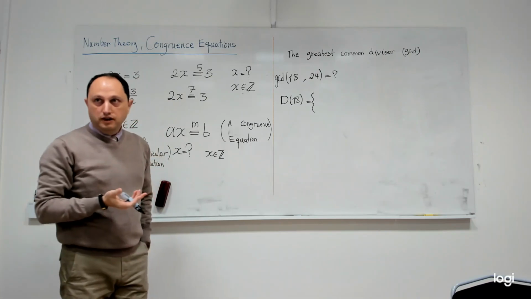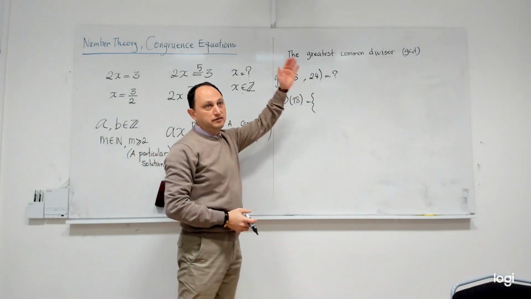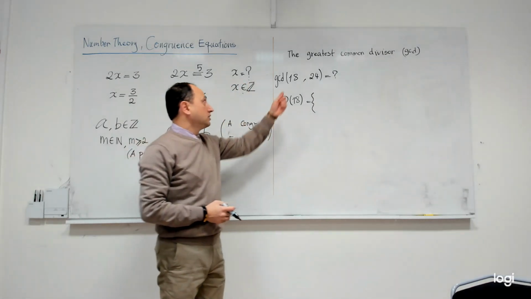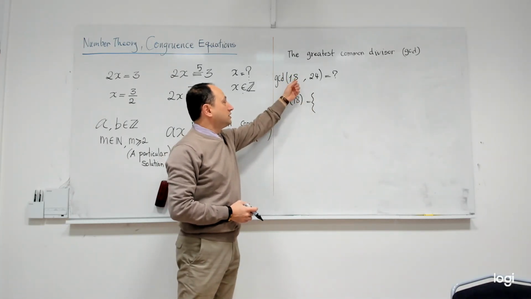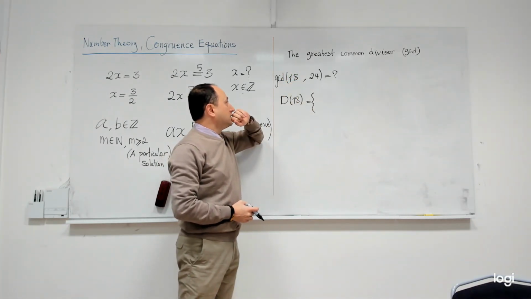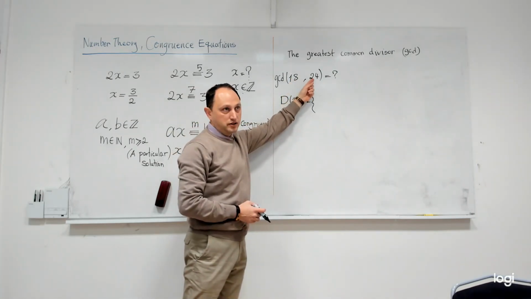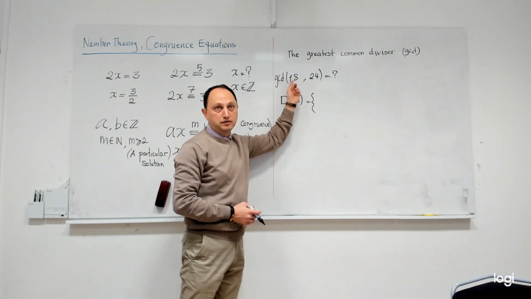Do you know the divisor? Yes, the divisor means a number that these two numbers are divisible by. For example, 2 is a divisor, yes? Because 2 is a divisor for 18. 3 is a divisor for 18. 18 is a divisor for 18, but 18 is not a divisor for 24. Yes, 12 is a divisor for 24, but not a divisor for 18.